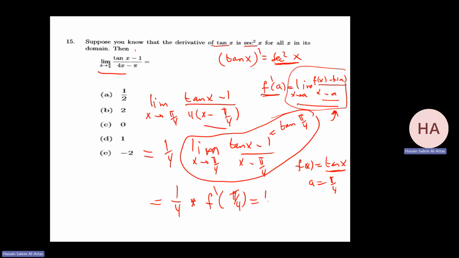So this is 1 over 4 times secant squared pi over 4. What is secant pi over 4? It will be the square root of 2, and squared, that gives 2. So you have 1 over 4, since it's squared, times 2, and the answer is half.